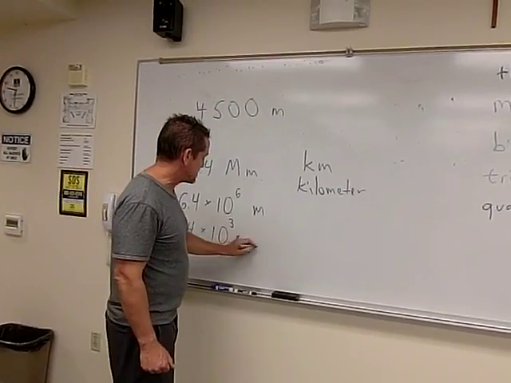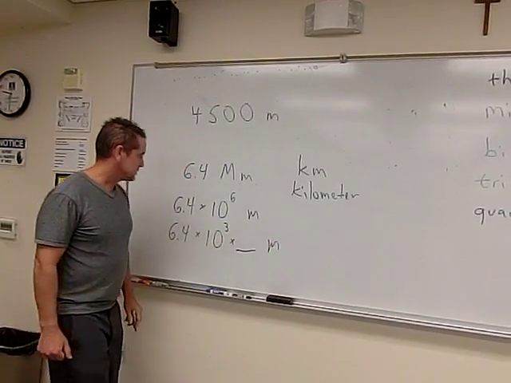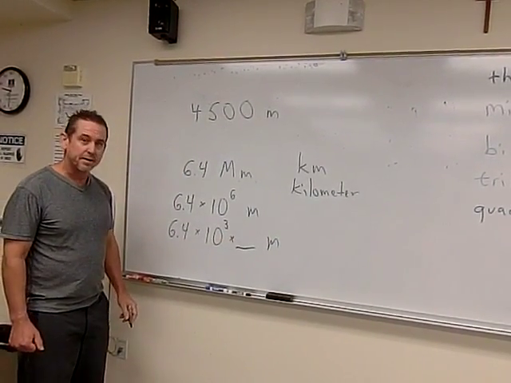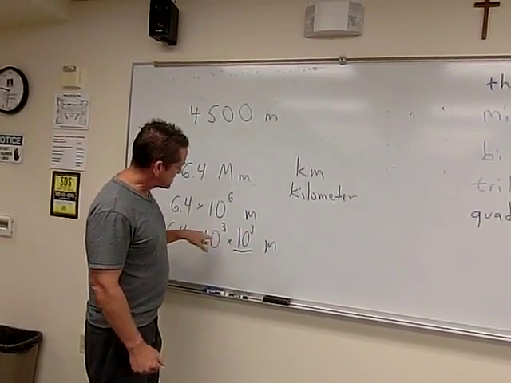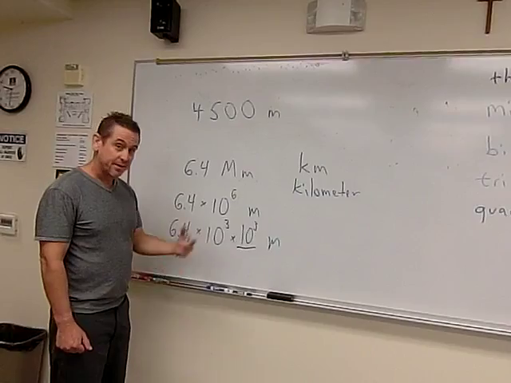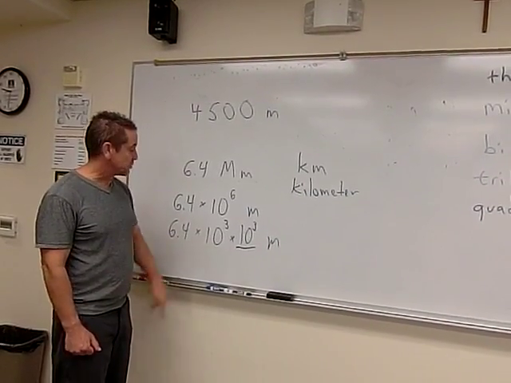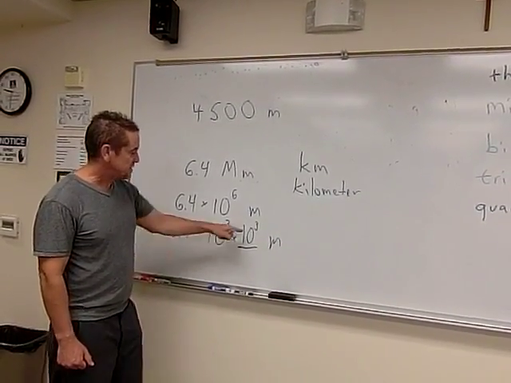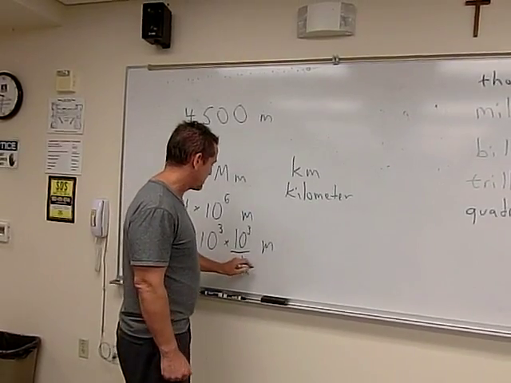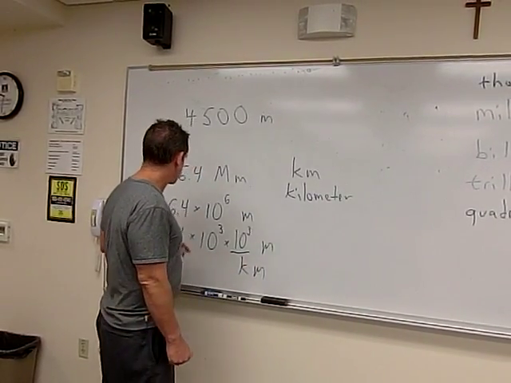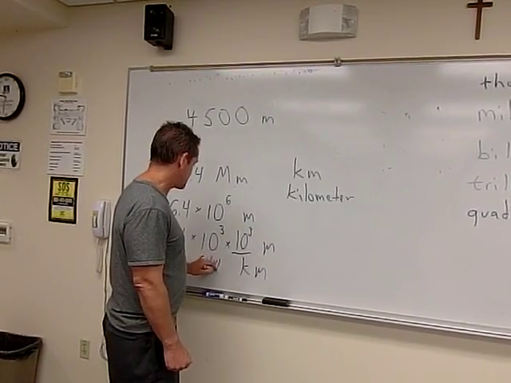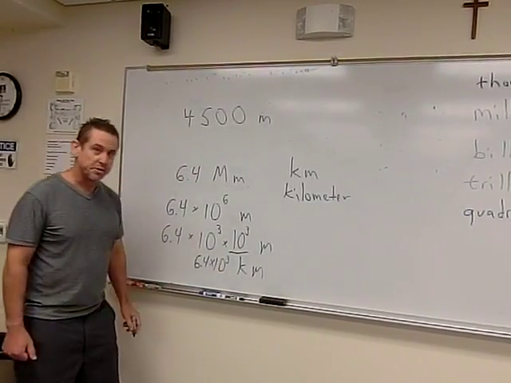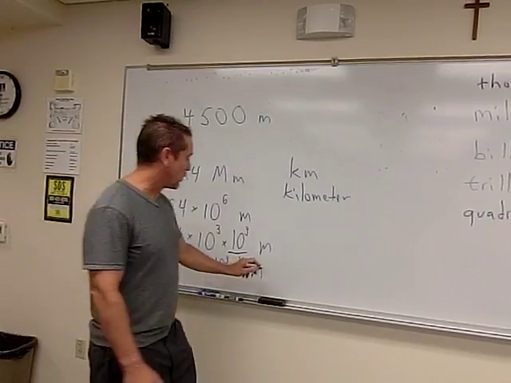But in order to get a 10 to the third out of there, what are we missing? Another third. Yeah, so we need 10 to the third times 10 to the third is 10 to the sixth. So we can break it up this way. And this guy, we can call him the K. So 6.4 megameters is also 6.4 times 10 to the third kilometers.